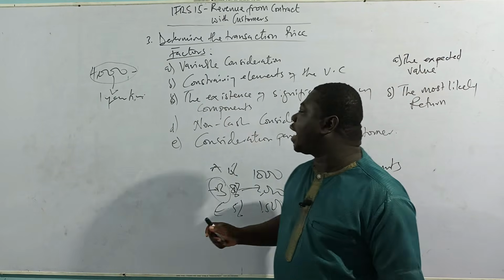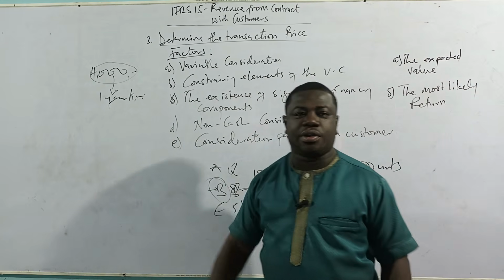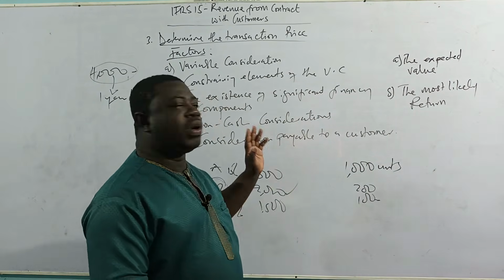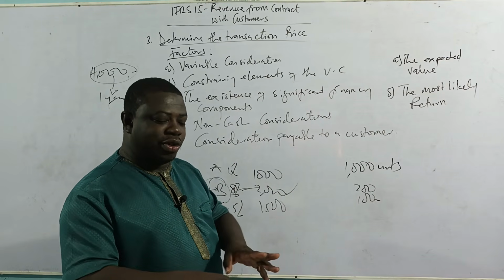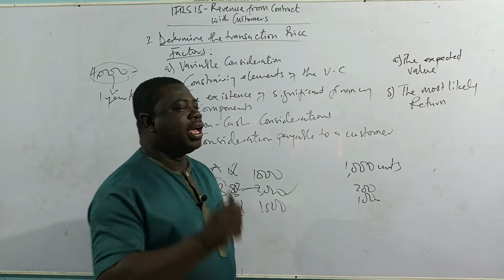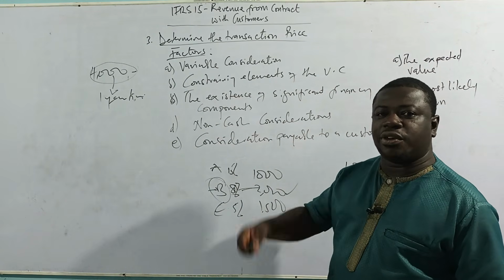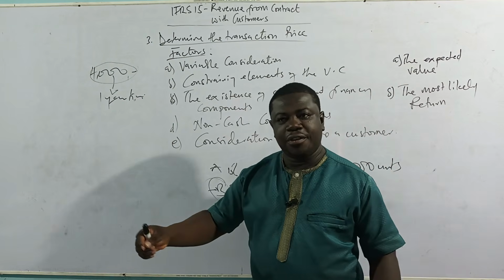We must factor the consideration that is payable to the customer in determining the contract price. Now, the consideration that is payable to a customer will be better illustrated in the question that I'm going to solve. But what I want you to understand is that there are times where, as part of the terms of the contract, the entity will need to pay the customer for something.